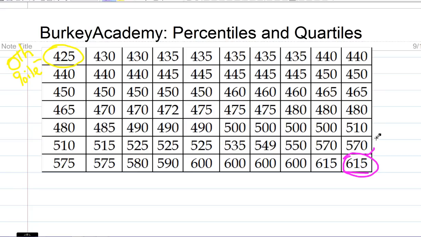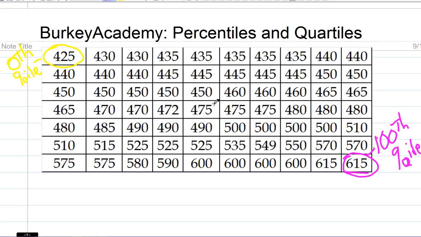So 615 we could say is the 100th percentile, because 100% of apartments are less than or equal to $615. As we talked about before, the median was 475, and the median is the 50th percentile: 50% of the data are less than or equal to $475. Most people, when they talk about percentiles, use those more or less interchangeably. Most people don't get hung up on that distinction in this particular case.